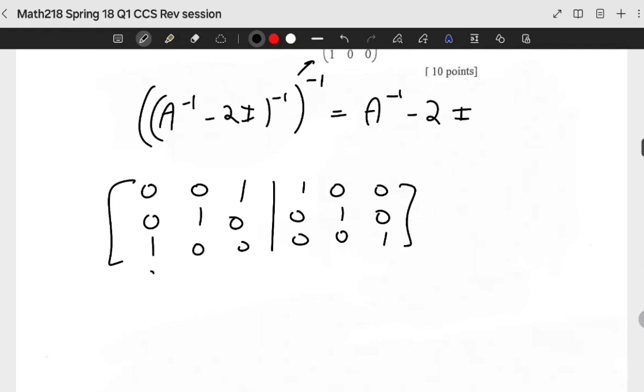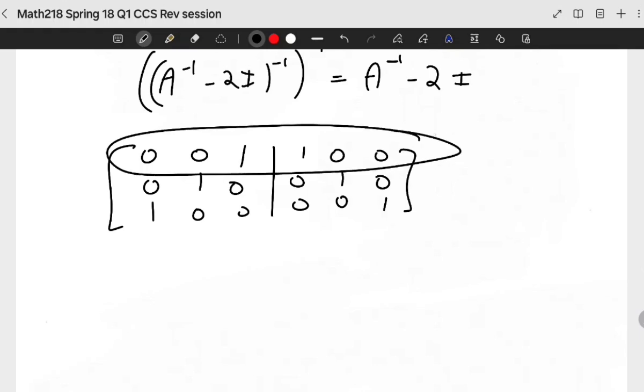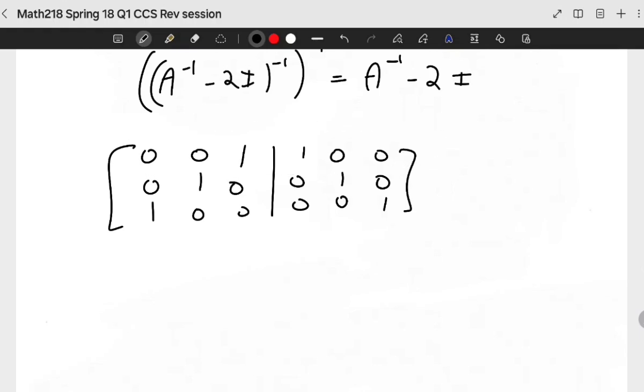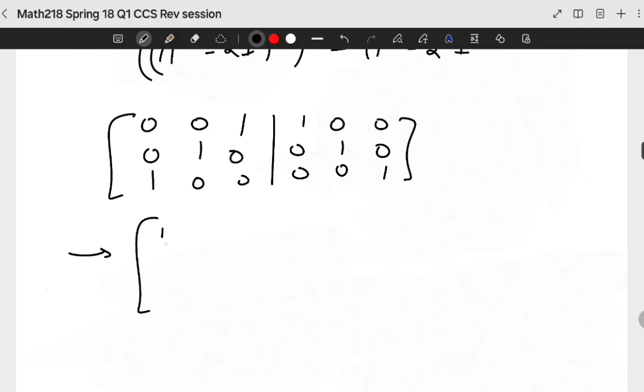So I want to get this to its reduced row echelon form, which in this case is going to be the identity, while applying the row operations on this side as well. So I'm going to apply row operations to the entire row. And then, once this reaches its reduced row echelon form, this will be the inverse of the matrix I started with on the left-hand side. So here, to get it to reduced row echelon form, I'm going to swap the first and third row. So I'm going to get this.